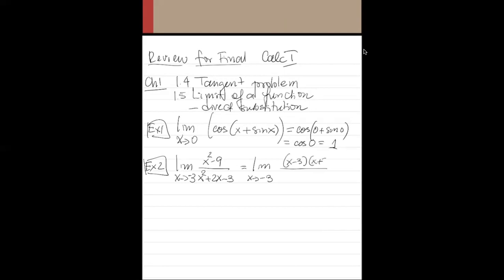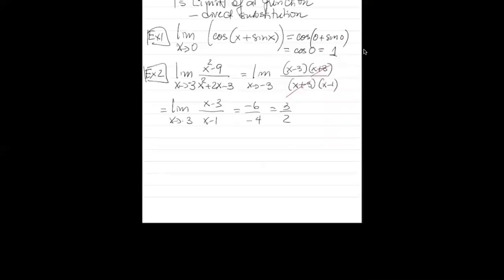So we factor the top, we factor the bottom, and fortunately, we are going to cancel x plus 3, which is the bad factor that causes that 0 over 0. So we're ending up with limit x minus 3 over x minus 1, where you can do direct substitution, and you have negative 6 over negative 4, which is 3 over 2.